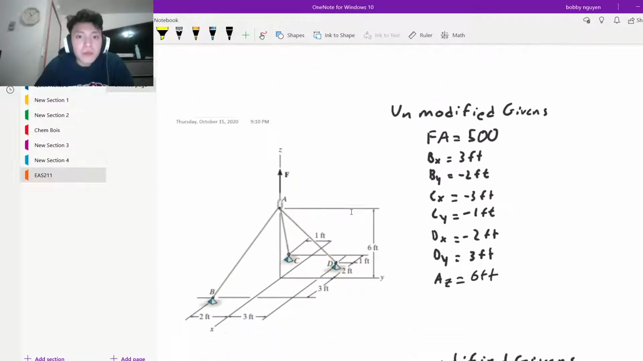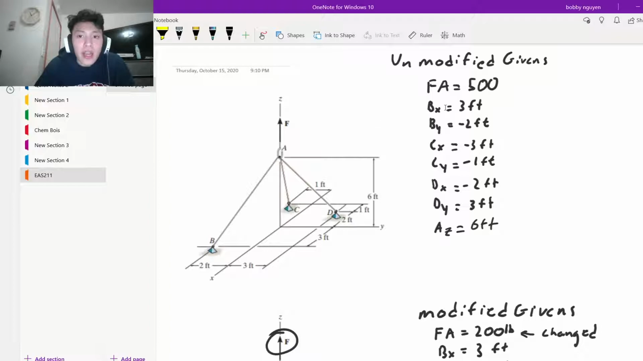This is homework number two. I chose to do problem 10,350. Okay, let's take a look at 350. So this is the unmodified version, and these are the givens you can find from looking at the problem.